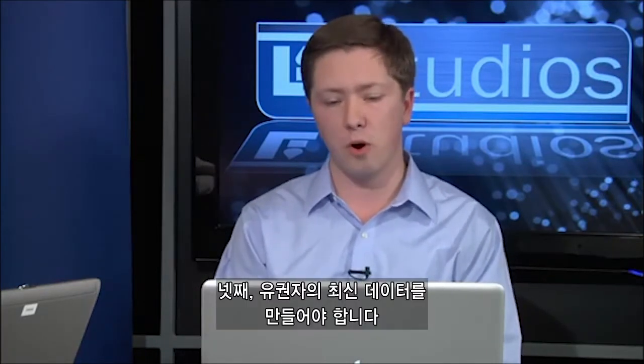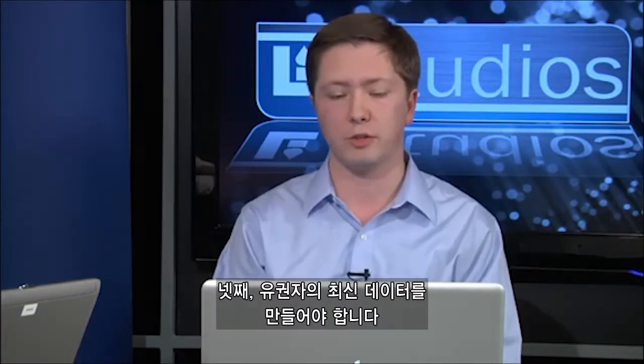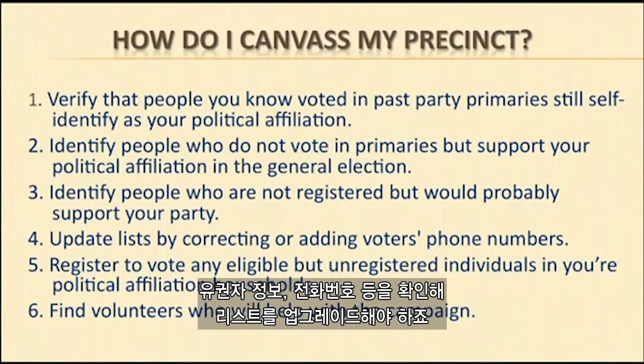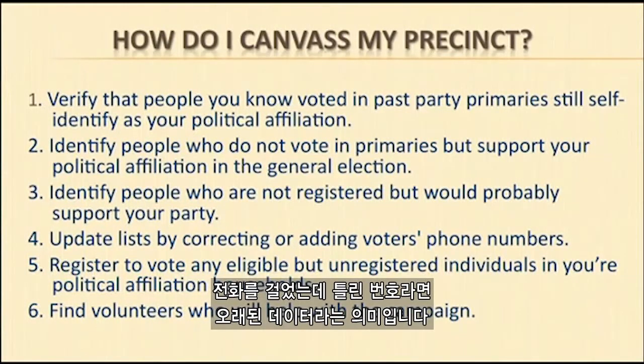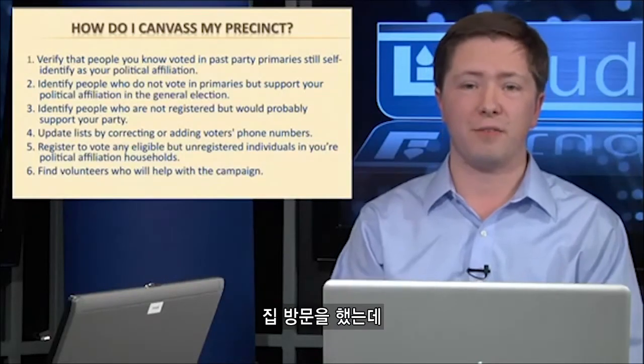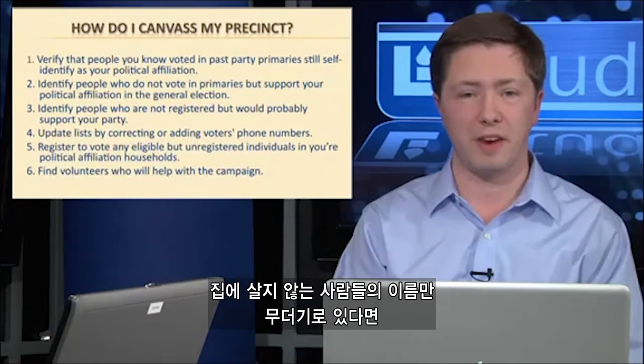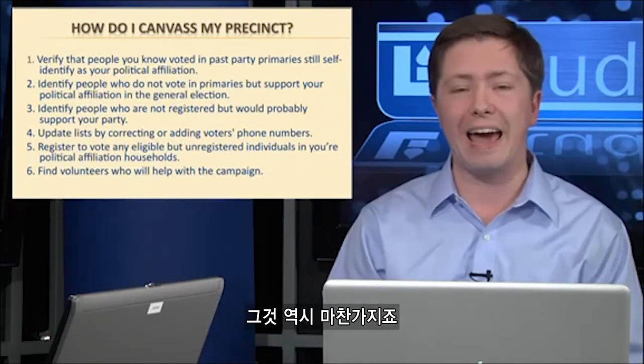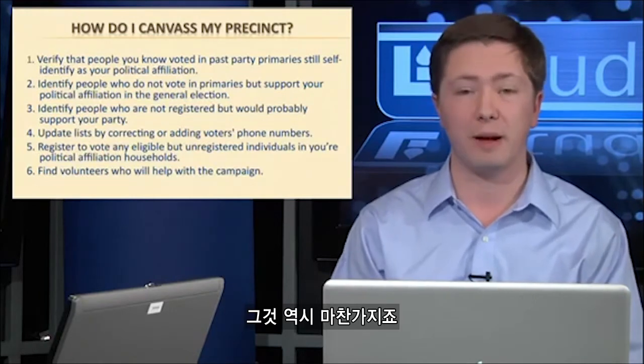So we do have a few more issues on the how do I canvass my precinct. Number 4 is very important. Update list by correcting or adding voter information and phone numbers. This is one that if you're phone banking and you get a lot of wrong numbers, it means the data is older. If you're going door to door and you're getting a bunch of names of people who don't live at those homes, your data is not up to date.